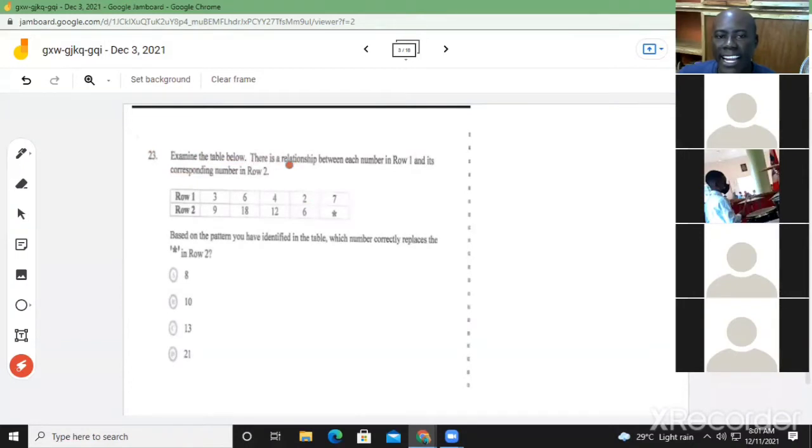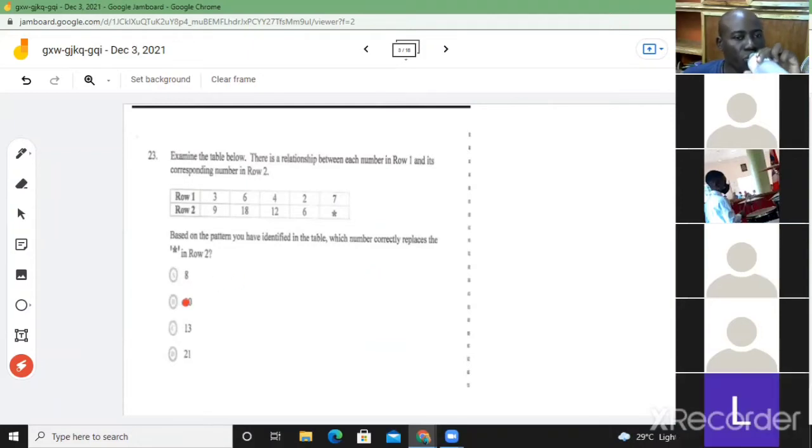This is a relationship between each number in row 1 and its corresponding number in row 2. So there's a relationship between this number at the top and this number at the bottom. This number at the top, this number at the bottom. So based on 7, what will be this, since we're seeing the relationship here? 21. All right, hold on. Let's talk. What is the relationship is what I want to discuss.